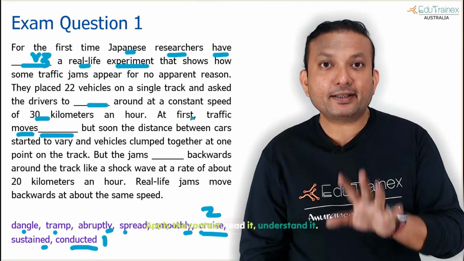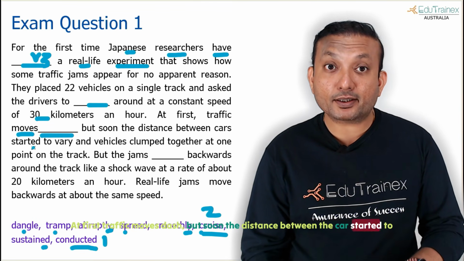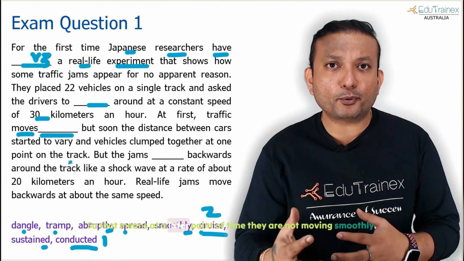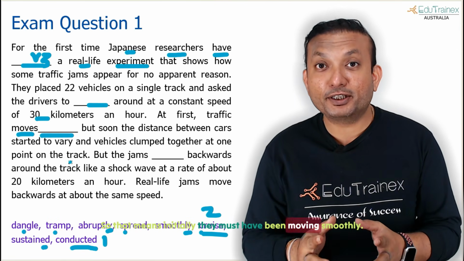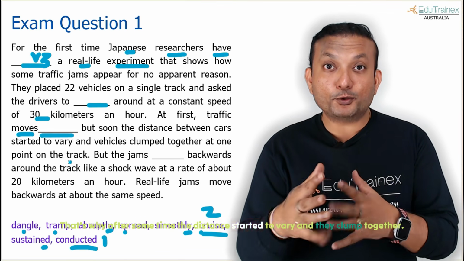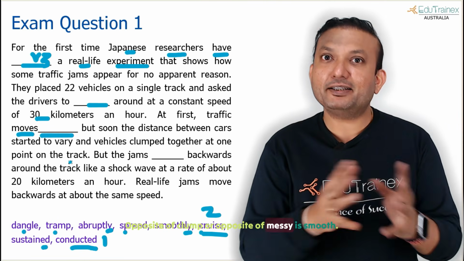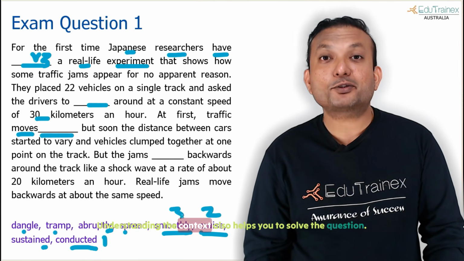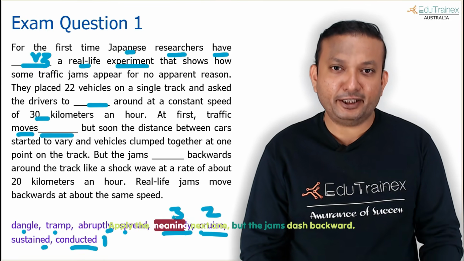Context, apply the context, read it, understand it. At first, traffic moves dash, but soon the distance between the cars started to vary and vehicles clumped together at one point of the track. So that means at a later point of time, they are not moving smoothly. So that means initially they must have been moving smoothly. That's why after some time, the distance started to vary and they clumped together. So opposite of clump or opposite of messy is smooth. So that is the word we are looking for, and understanding the context also helps you to solve the question. Of course, grammar helped you to just shortlist only out of two, apply the meaning.